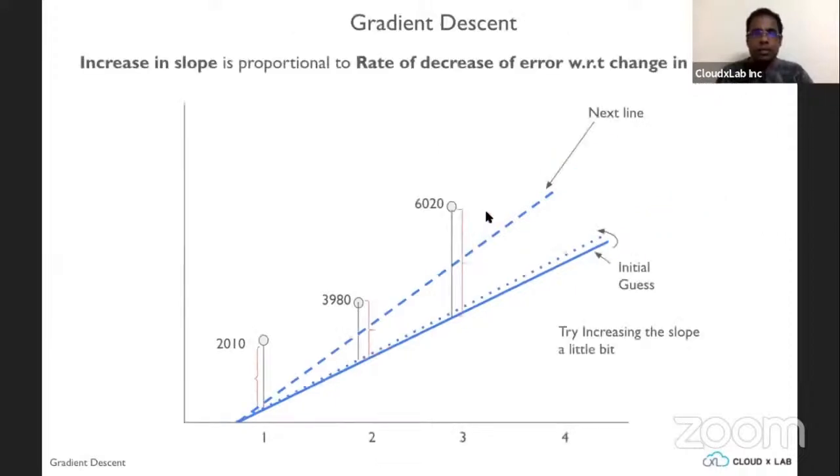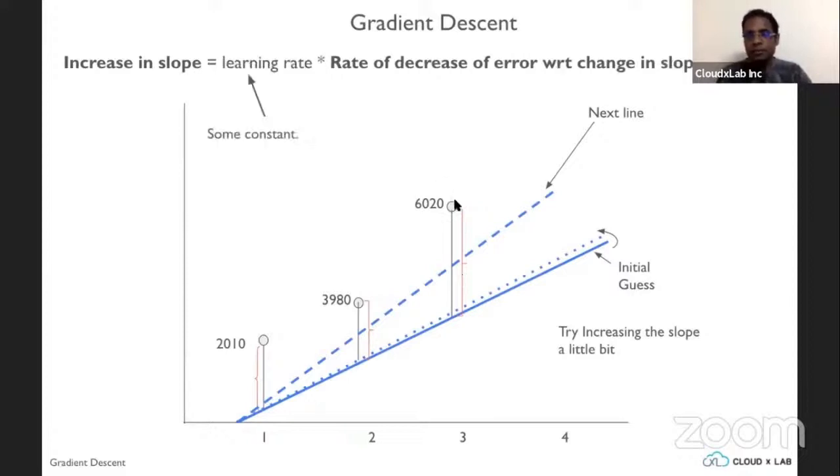What happens is that this change in the slope is essentially proportional to the decrease in the error. So if the error is decreasing really fast, it would say go more in that direction, that is the right direction. In reality, we have something called a learning rate, a constant that is multiplied.